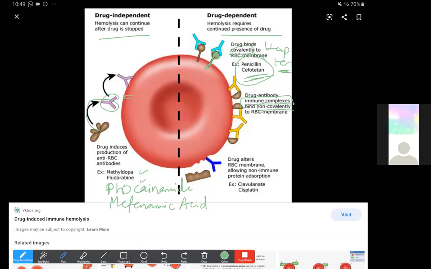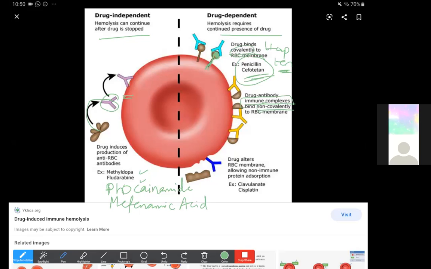So here even very low doses, on second or subsequent exposure, could lead to this mechanism of drug induced hemolysis. So very low doses would be required for this drug and antibody complex to become immunogenic. It would bind non-covalently to the RBC membrane, and this immune complex would then cause intravascular hemolysis because it would bind directly to the RBC membrane, and it would cause the activation of the complement. So here the hemolysis would occur due to complement activation.